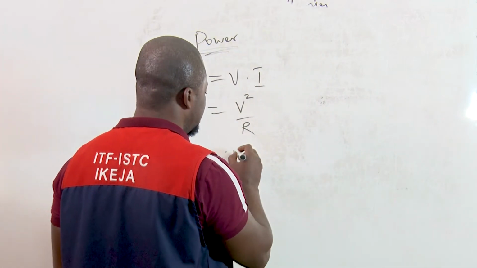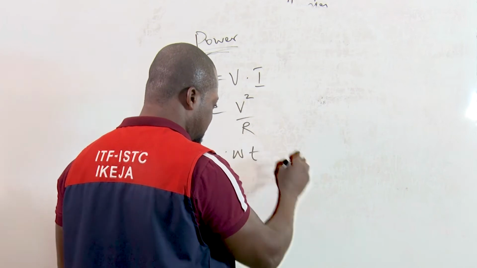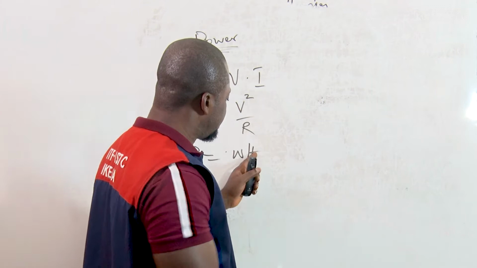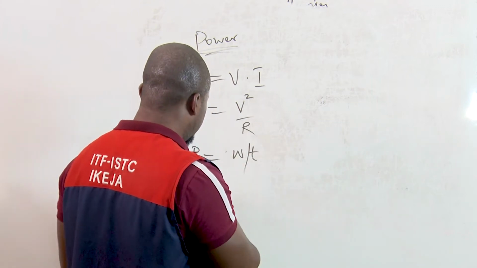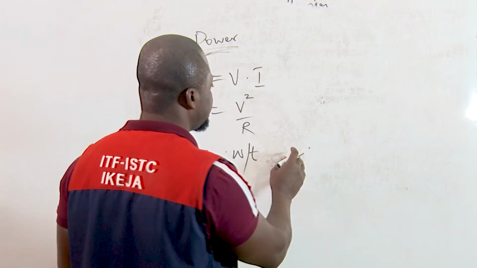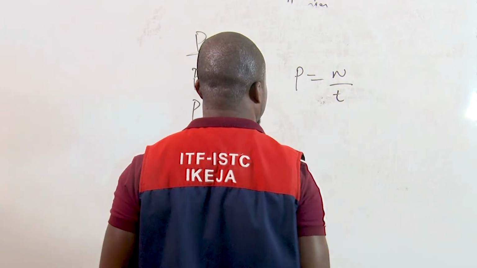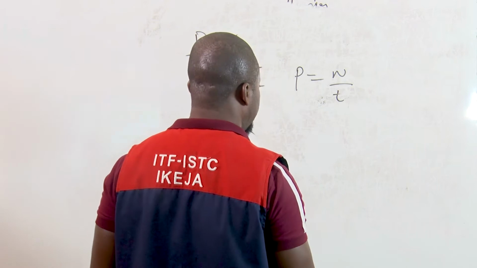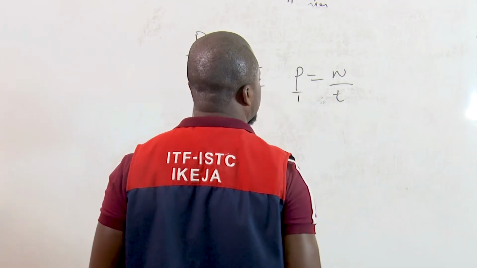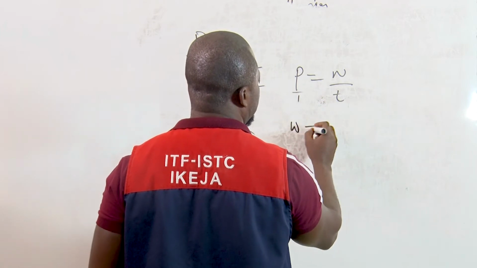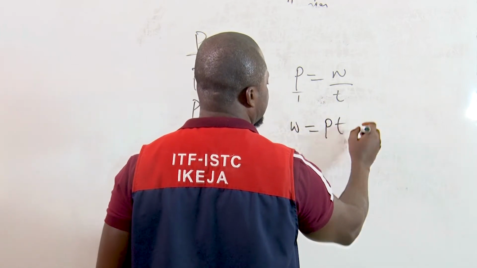Power is work over what? Time. Time taken for you to carry out the work. Then we say, as you transpose, work will now be equal to what? Power times what? Time.